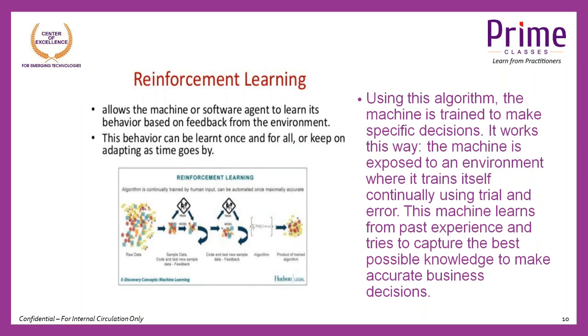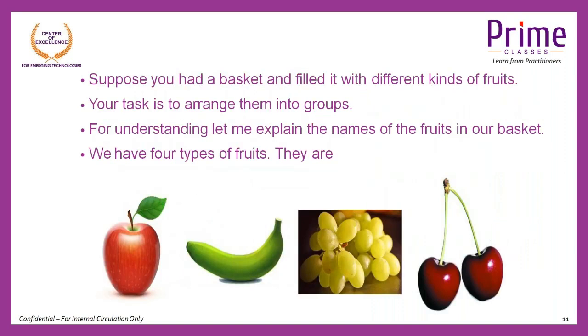Reinforcement, this is just for knowledge, is where you get feedback. There is a feedback loop that decides whether you should be doing more of this or less of it. I'll explain supervised and unsupervised with an example, and I think with this example you'll be able to understand it better.